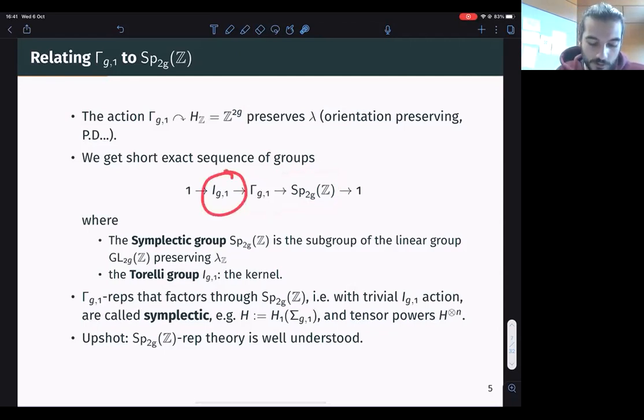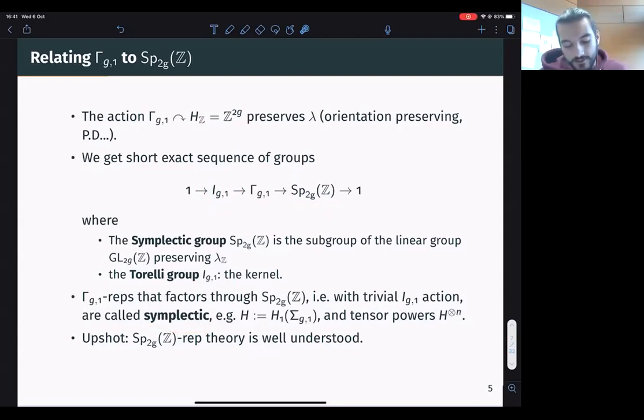And the kernel of this surjection is defined to be I_{g,1}, called the Torelli group, which is something that people also care about. I will be calling Γ_{g,1} representations that factor through the symplectic group, or otherwise said, that have trivial action of Torelli, I will call these symplectic.